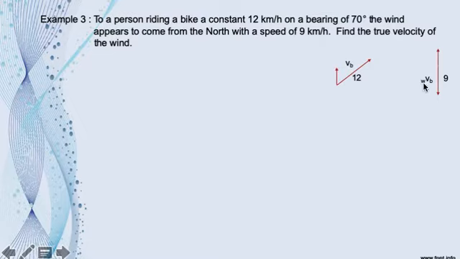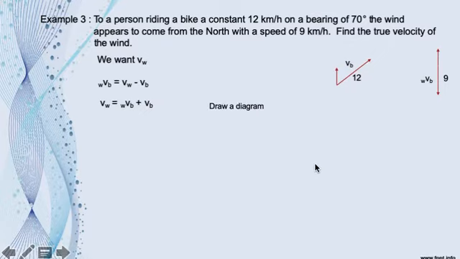So that's the wind's velocity relative to the bike rider, and it appears to be coming with a speed of 9 kilometers per hour. So we want to find the true velocity of the wind. This is a situation where we're working backwards. We know the wind relative to the bike rider should be the wind take the bike. If we rearrange that, because we want to put it in the form of what we're trying to find, the actual velocity of the wind is going to be the relative velocity of the wind according to the bike plus the bike.